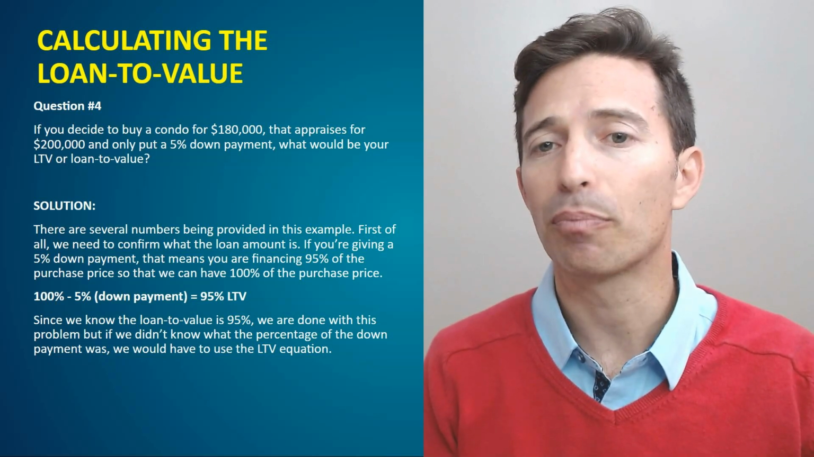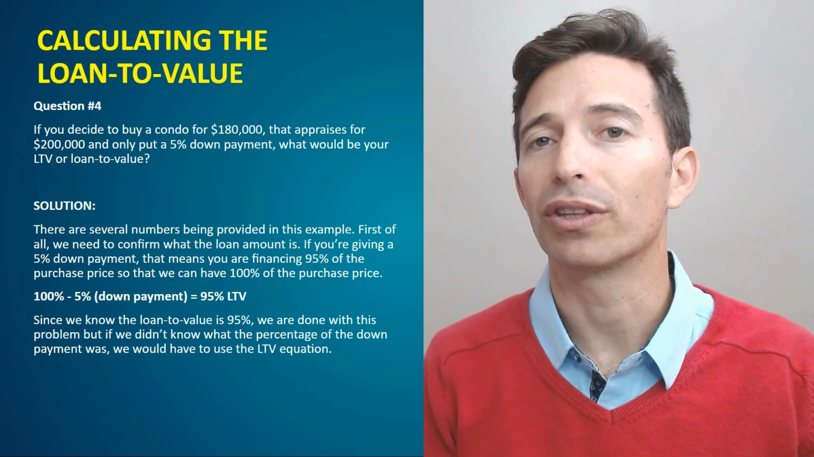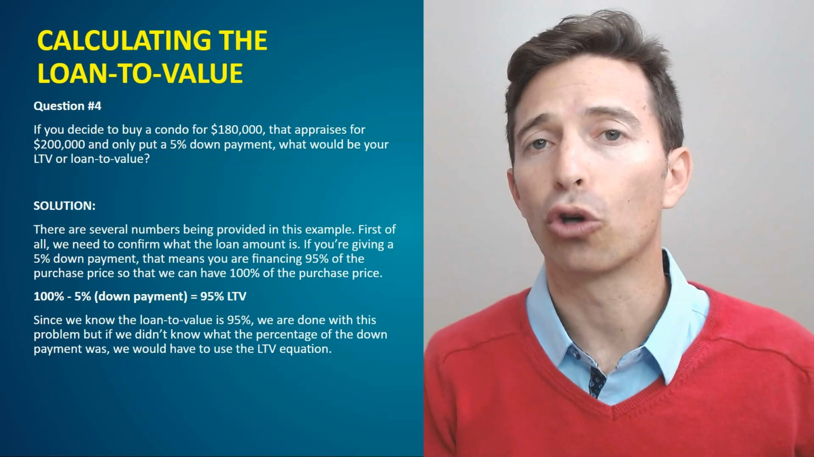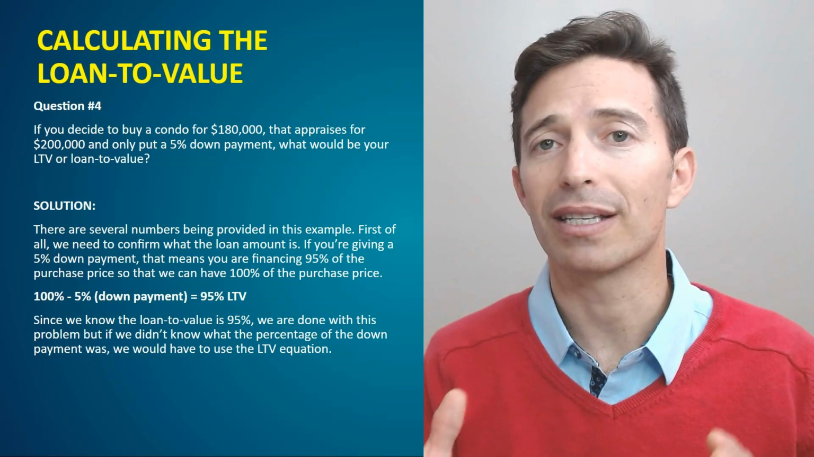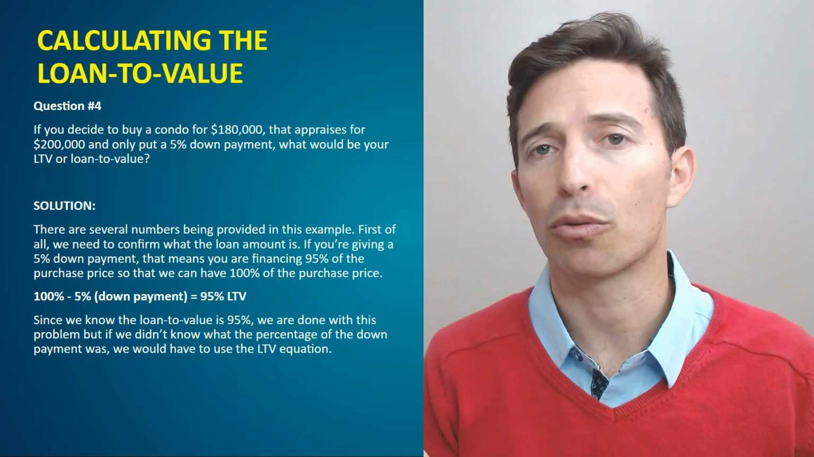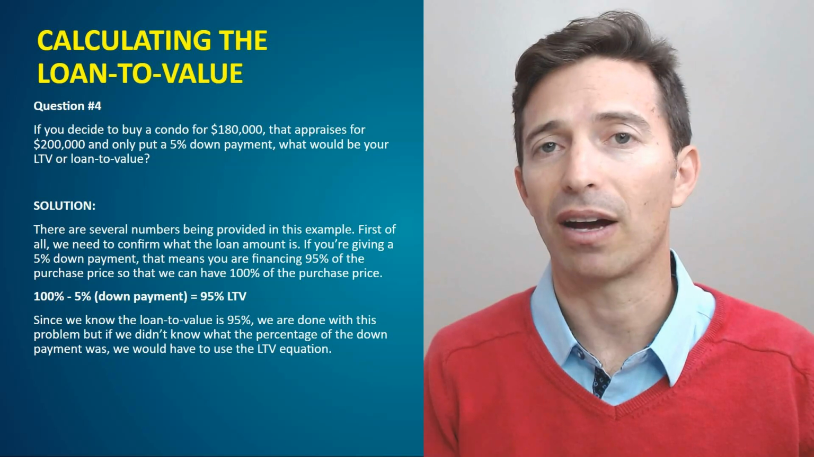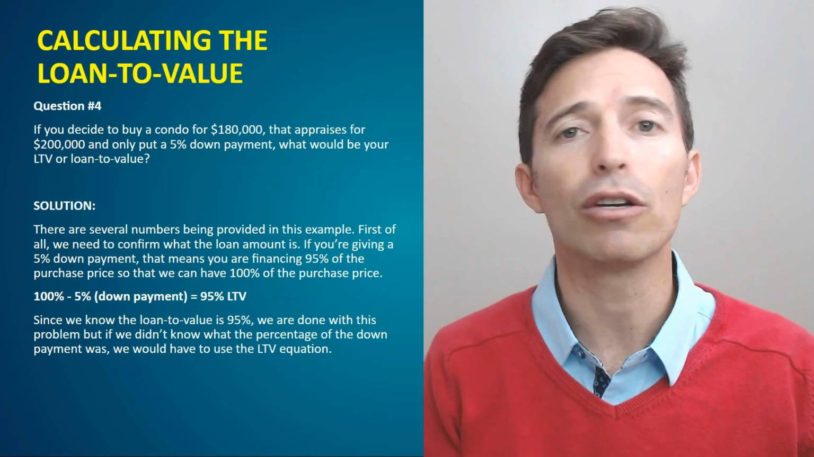Since they put a 5% down payment, we're going to figure out what the LTV is. Now, if the total value of the home or the total purchase price is 100%, we're simply going to subtract 5% from that 100%, and we can figure out that 100 minus 5 is 95%, and that's going to be the LTV or the loan to value.